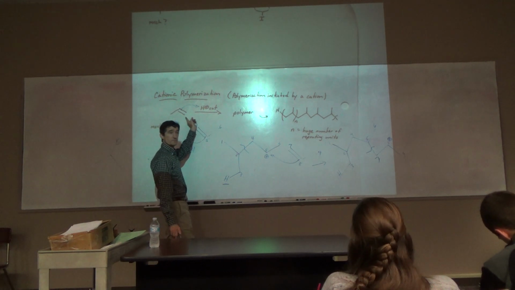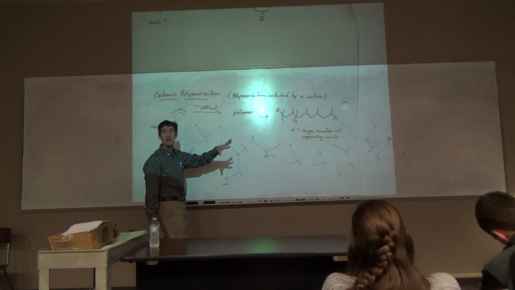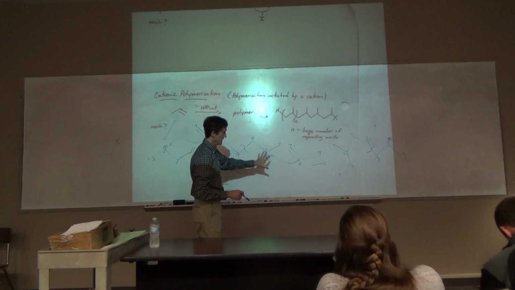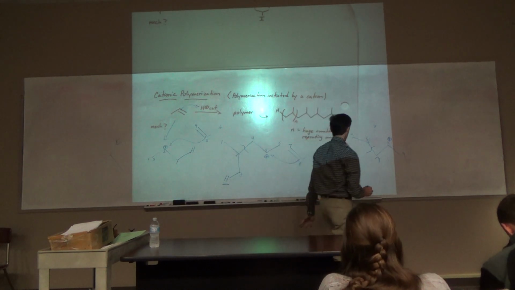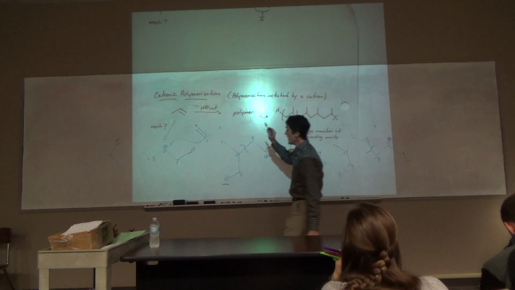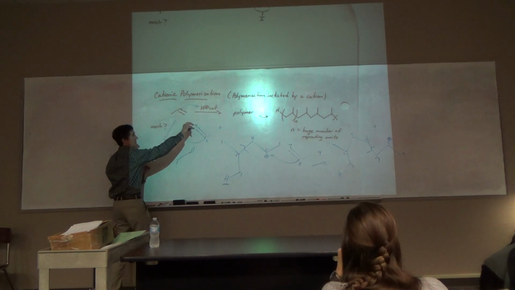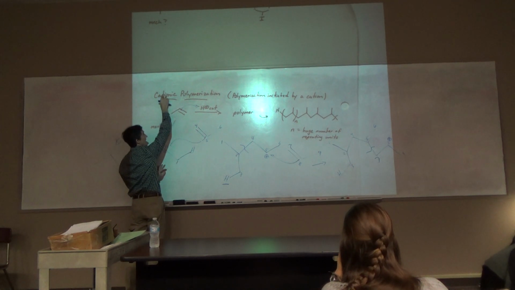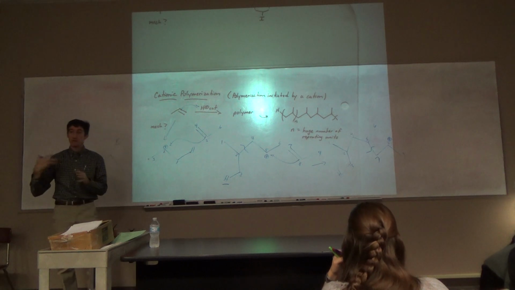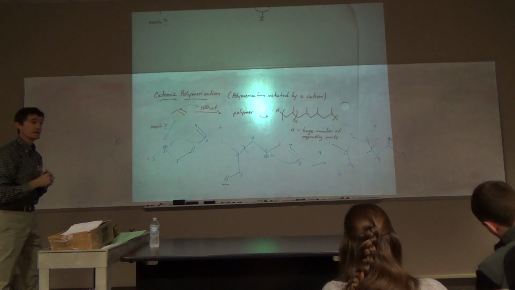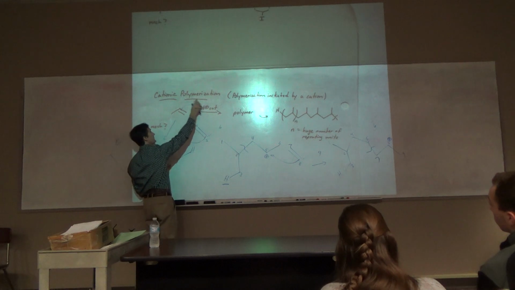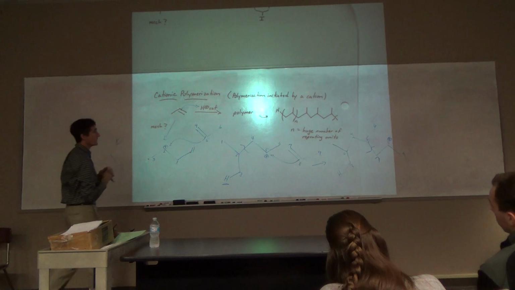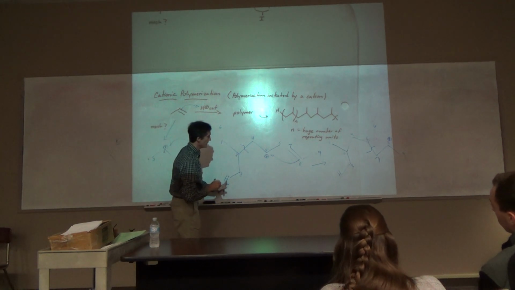Stop me when you want. How many times? This happens a billion times, and you end up with a huge, long chain. How do we draw this before it gets too complicated? By the way, this reaction was started by this attacking what? A cation. That's why it's called cationic polymerization, because it was started by attacking a cation. If it attacked an anion, it would be called anionic polymerization. Okay? This is the initial H.